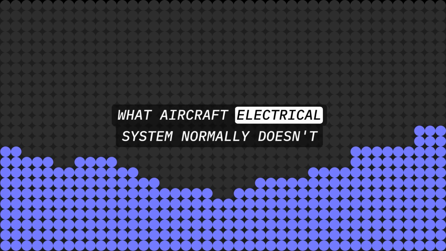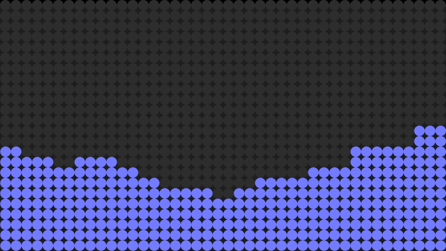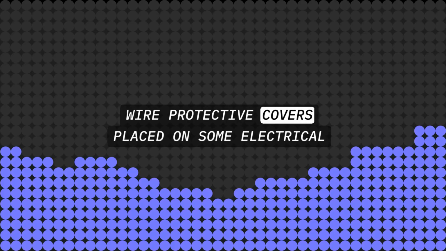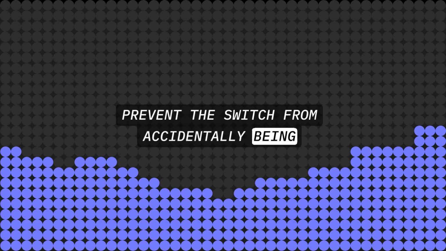What aircraft electrical system normally doesn't have a fuse or circuit breaker? Starter circuit. Why are protective covers placed on some electrical switches? To prevent the switch from accidentally being actuated.